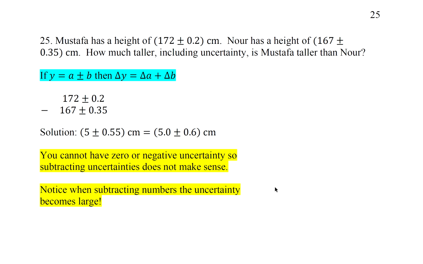Question 25. Mustafa has a height of 172 plus or minus 0.2 centimeters. Noor has a height of 167 plus or minus 0.35 centimeters. How much taller, including uncertainty, is Mustafa than Noor? This is what you do. So just understand how to translate a word problem into an equation.